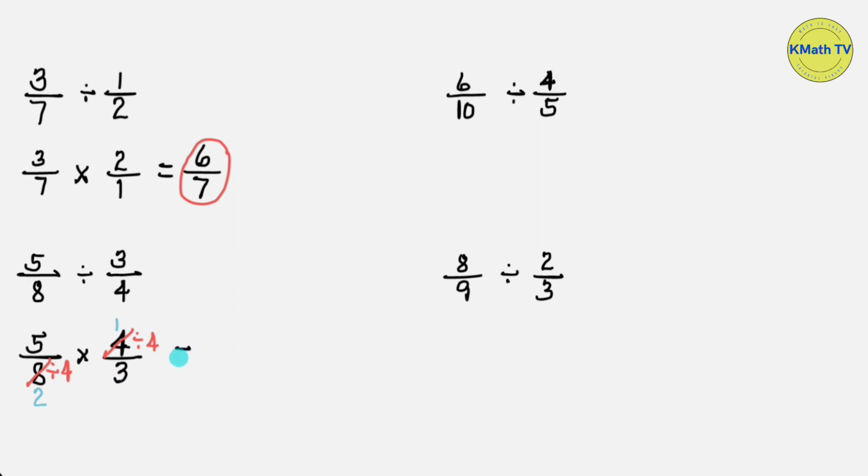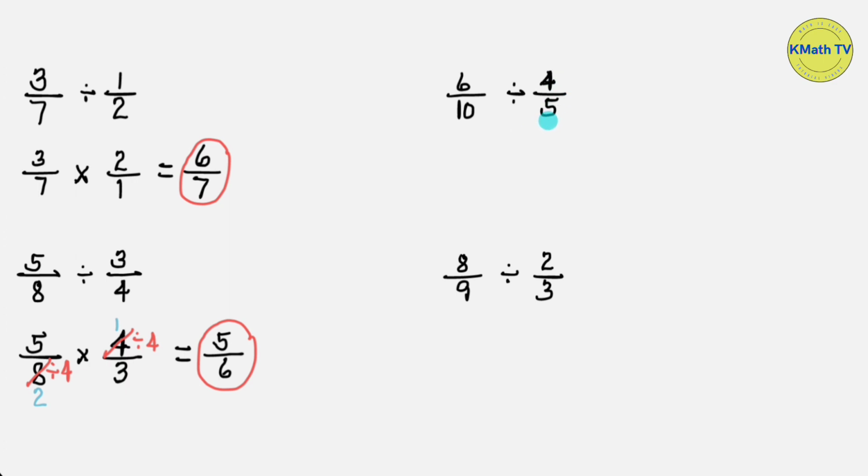So, let's multiply now. Multiply the numerators. 5 times 1 equals 5. And multiply also the denominators. 2 times 3 equals 6. Okay, the answer is 5/6. Another problem, 6/10 divided by 4/5.